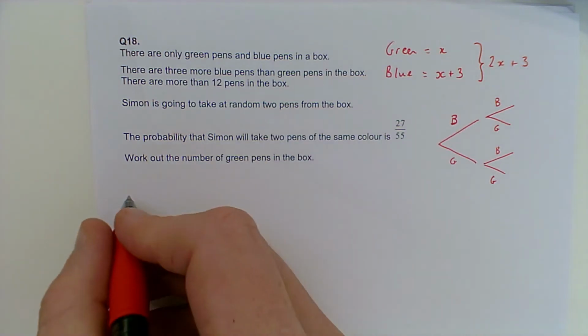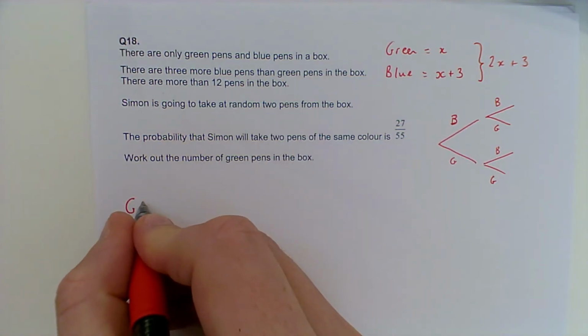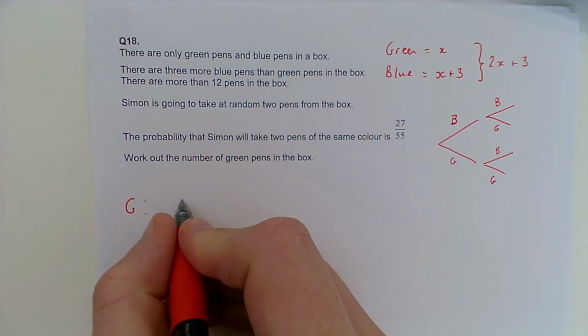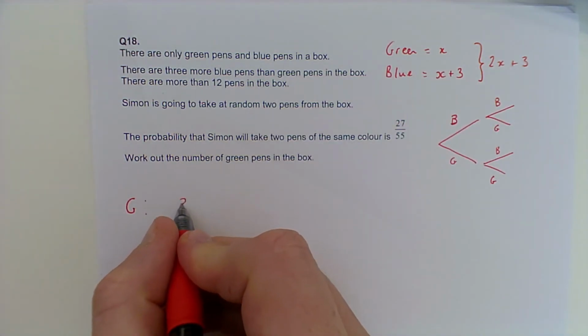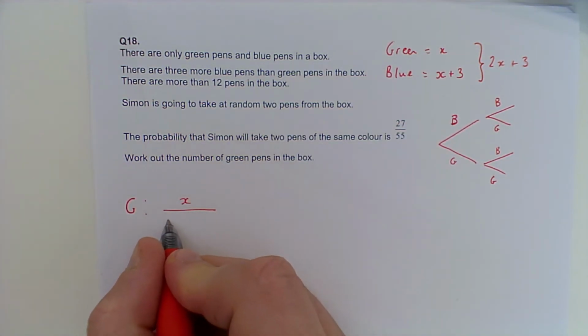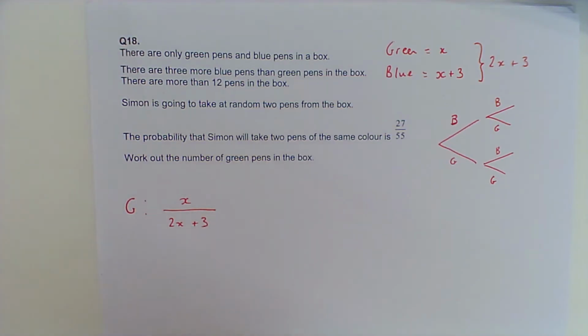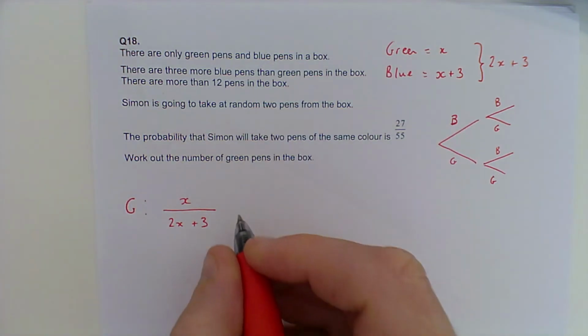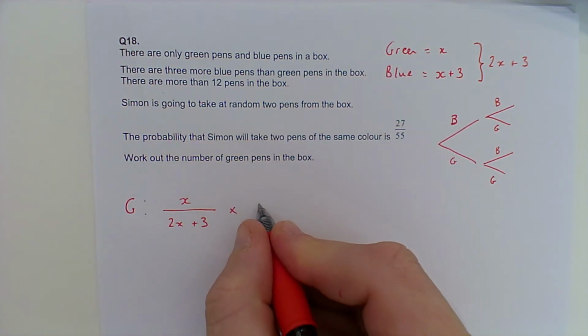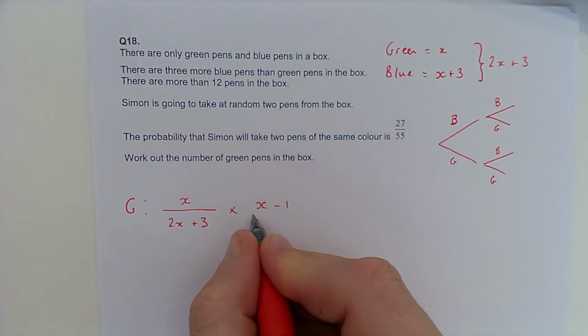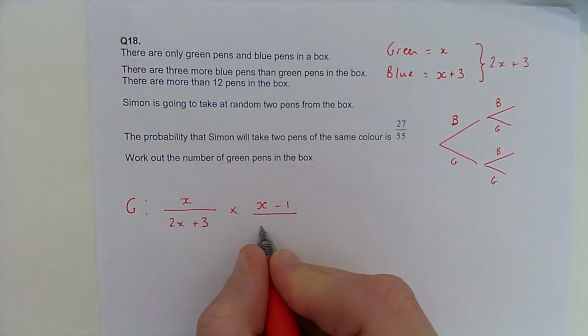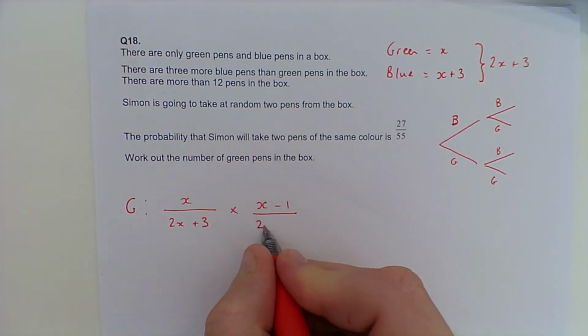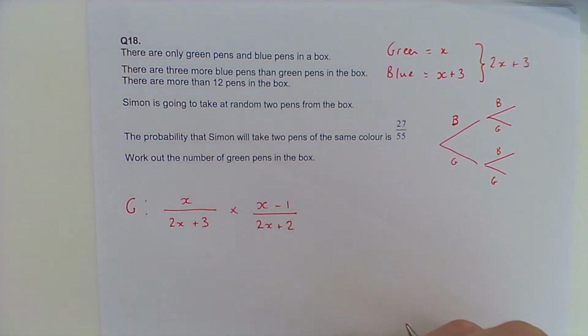Okay, so let's have a think. For green, because it's 2 of the same, he picks a green to start with. The probability of picking green is x over 2x plus 3. Then he's going to pick another green. That means I've had one removed, so I take one from the numerator, and I've also got to take one from the denominator, which becomes 2x plus 2. Now I can work that out.